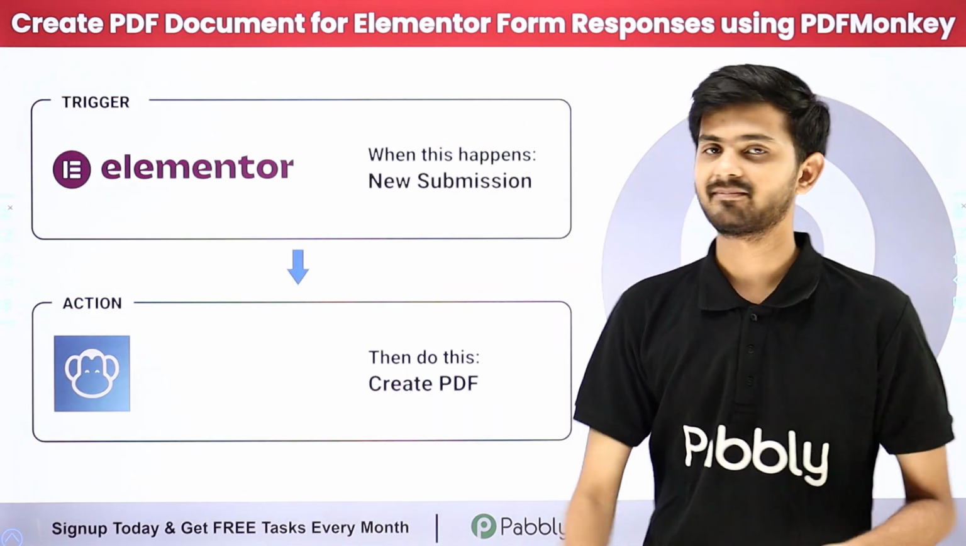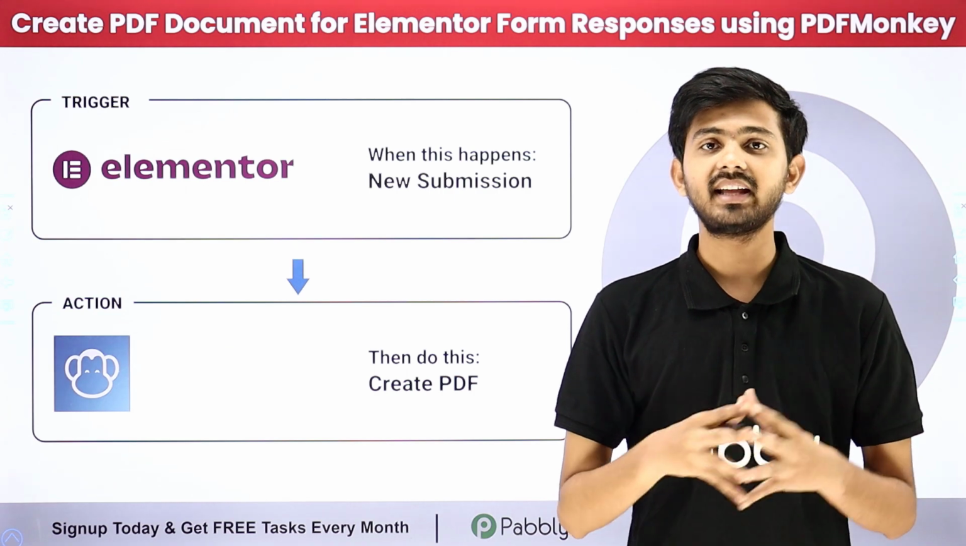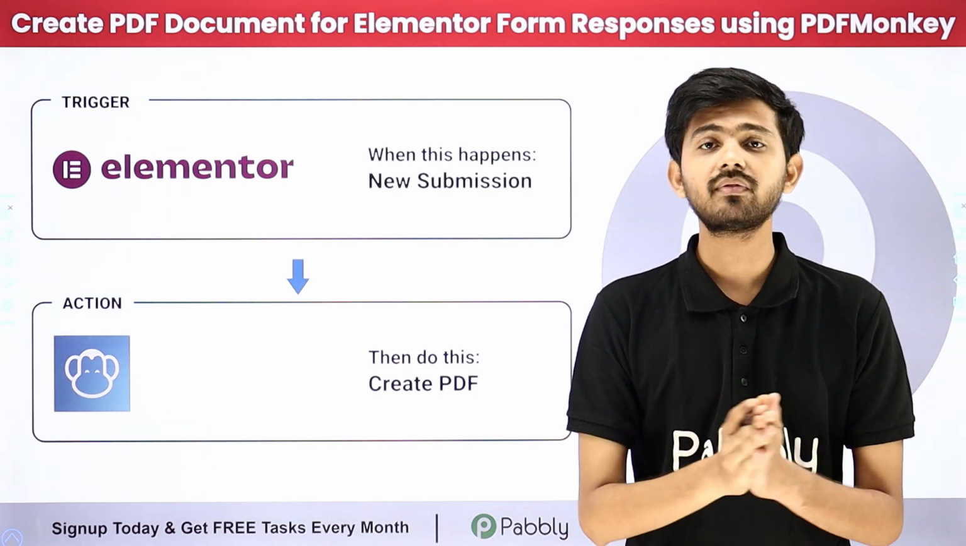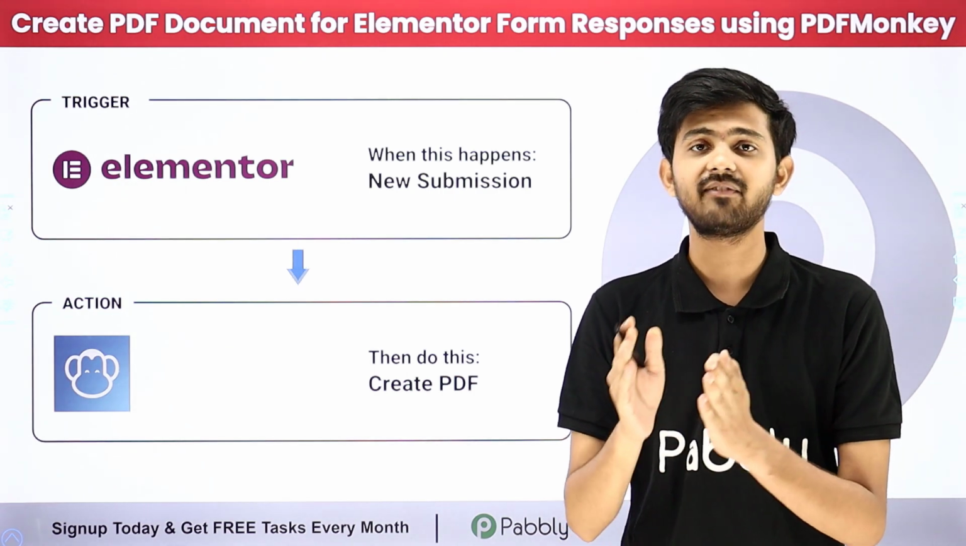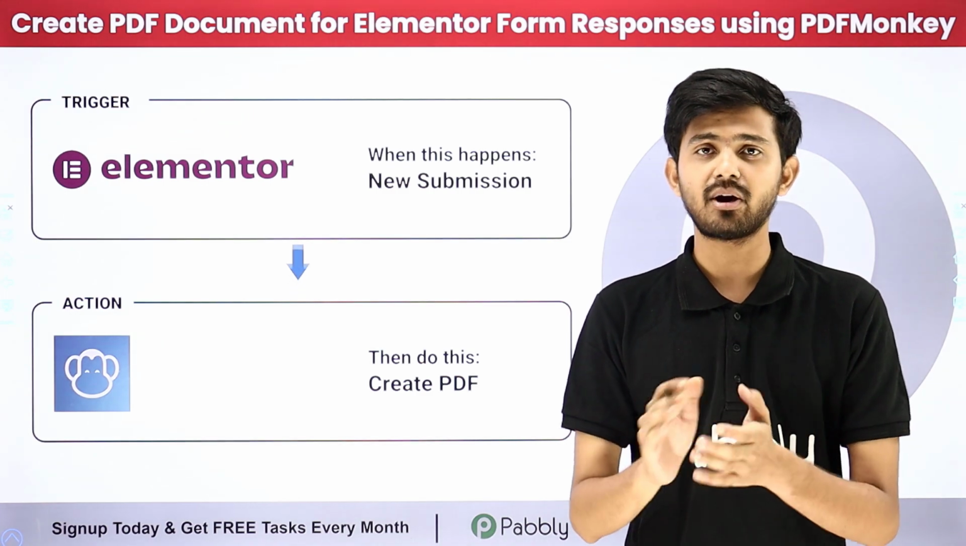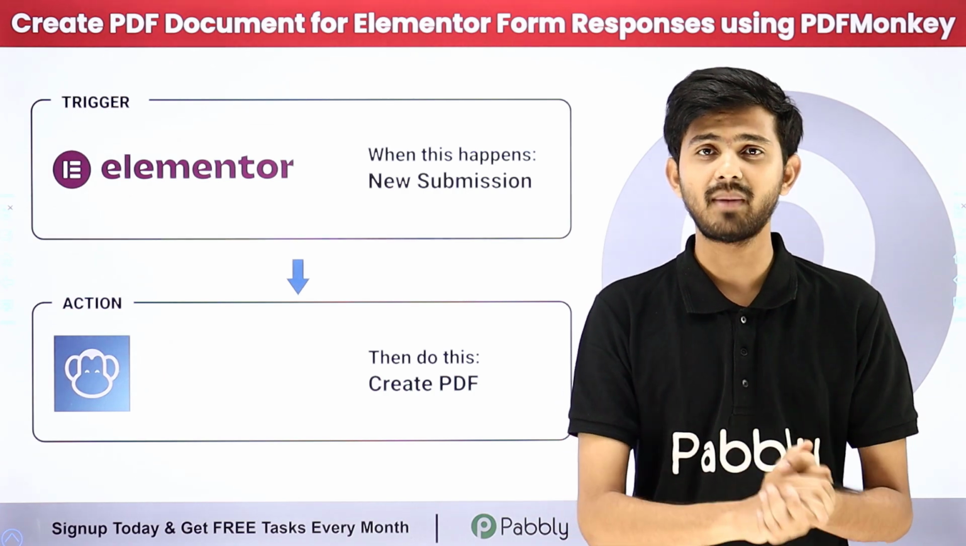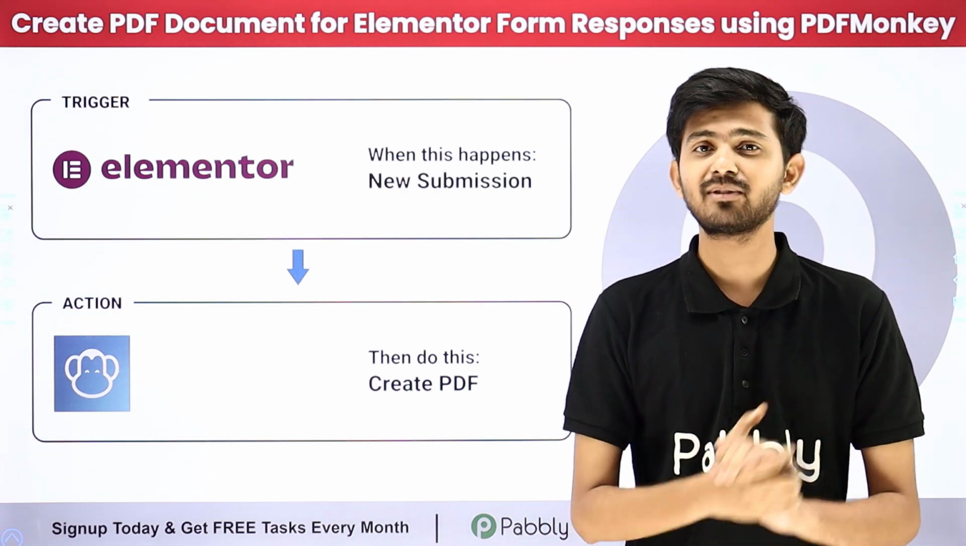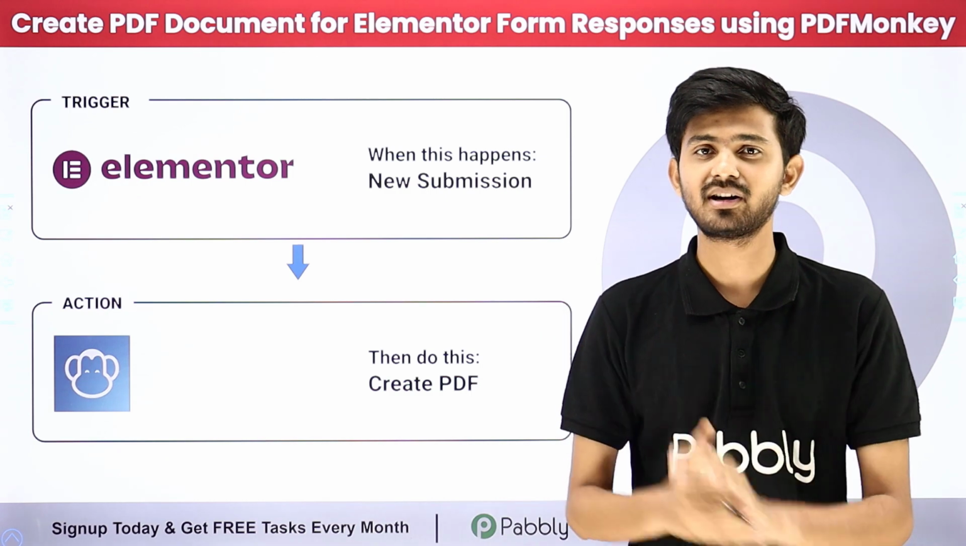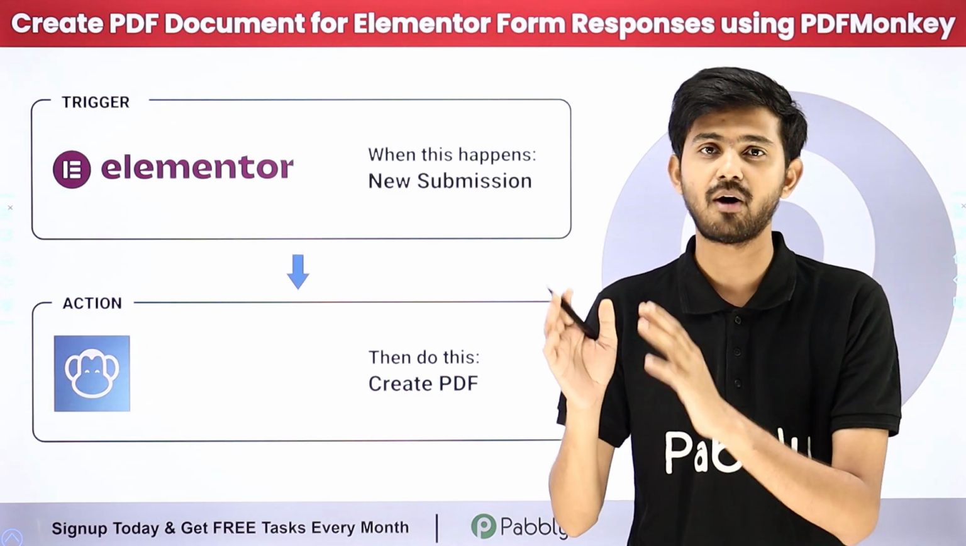using PDFMonkey. So here I'm a real estate agent and I want to generate a lot of lease agreements for my customers in PDF format. So I want to automate this process, and my objective is that as I receive a new form submission from an Elementor form, I automatically capture all the details of my customer and of that form submission.